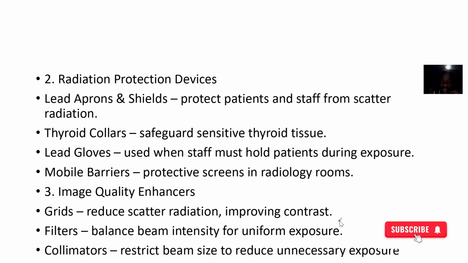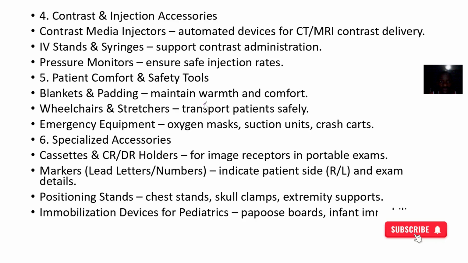Then we have all those image quality enhancers, like the grids, the filters, the collimators. Those ones restrict the beam size to reduce too much exposure to the radiation energy. Then we have all those contrast and injection accessories. When you want to image a particular place, you give contrast so that it improves the quality of the image. So we have contrast media injectors, gadolinium, and iodine-based contrast. We'll get to talk about them as time permits. The intravenous stents and syringes, pressure modifiers.